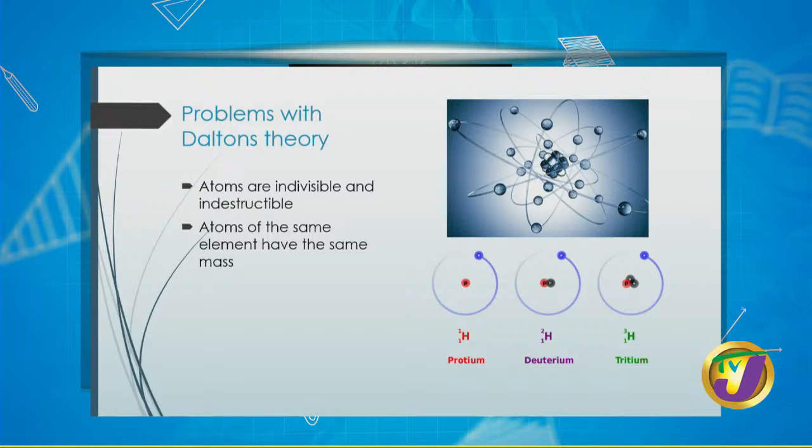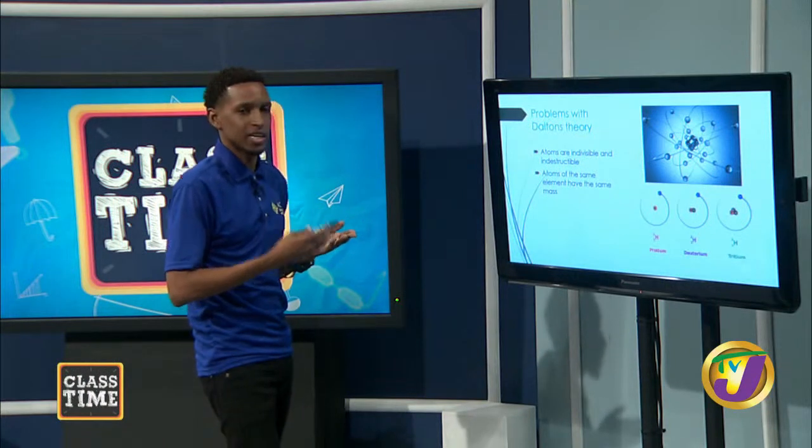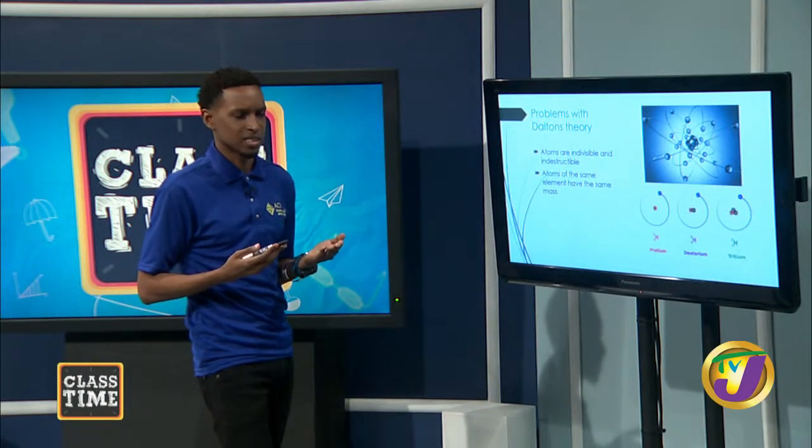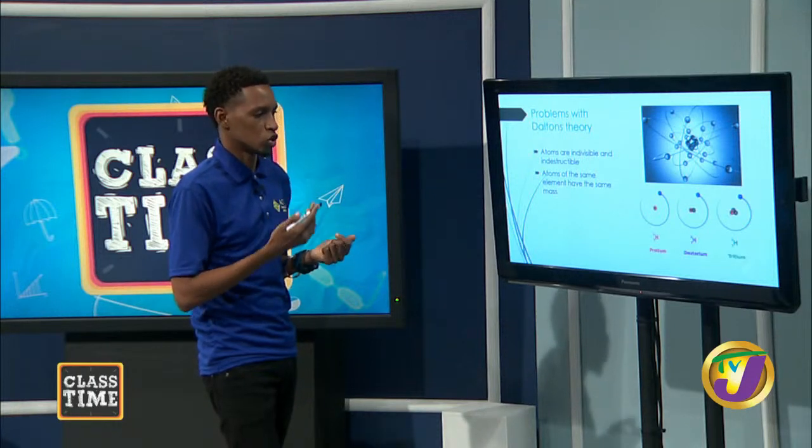Now, all these elements, as you see here, they're all hydrogen. They have the same proton number or atomic number because they have the same number of protons. But they vary in mass. Why do they vary in mass? They vary in mass because they have a different number of neutrons.